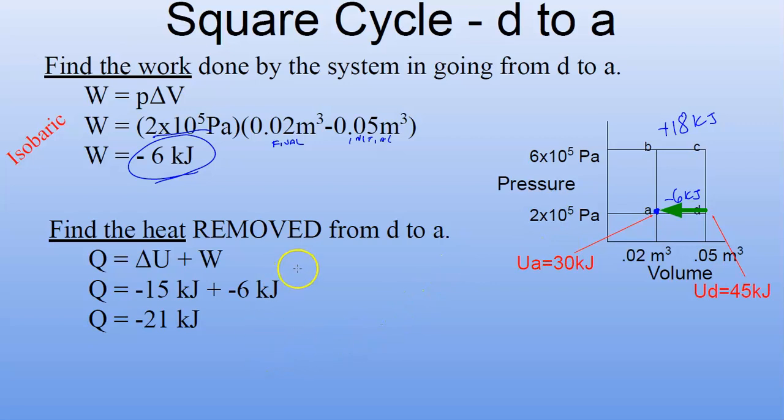Find out how much heat was removed. Again, I've got to cool this thing off. First law, change in internal energy is 15 kilojoules. It drops from 45 down to 30. So right there I've got negative 15 kilojoules. There's that negative 6 from the work that we did. You put those together, you get negative 21 right there. All right, so that's all 4 steps. We're back to the starting point. We could do it again.